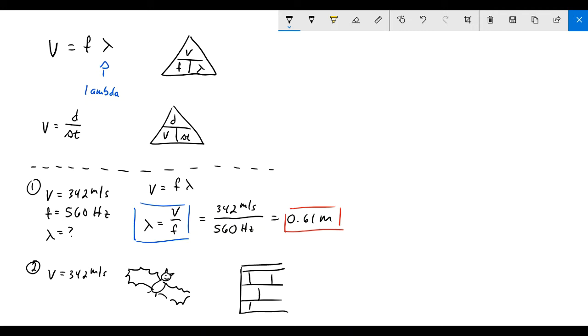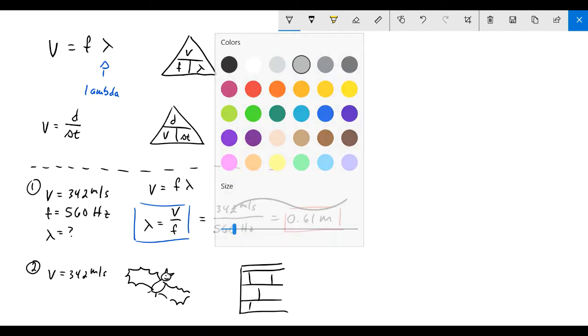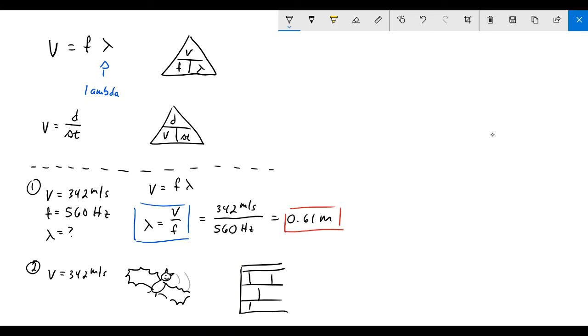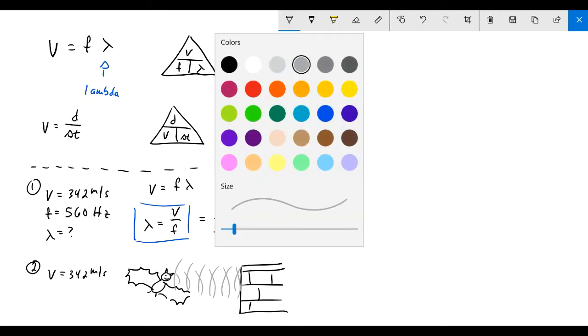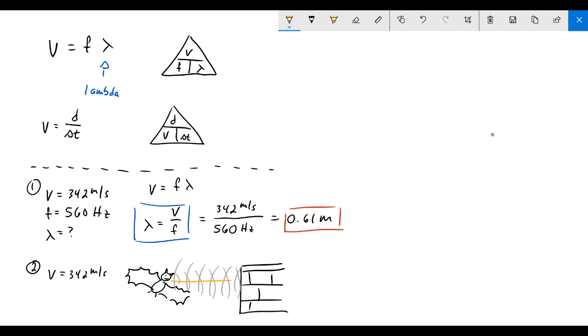And what happens is the bat will squeak and these sound waves will go out like this in this direction. Boom, they'll hit this obstacle and then they'll rebound and they'll come back to the bat's ears. So the sound goes in this direction, hits the object, and then comes back again. And so what it's basically done is it's traveled this distance once, twice. So how do we fix that?